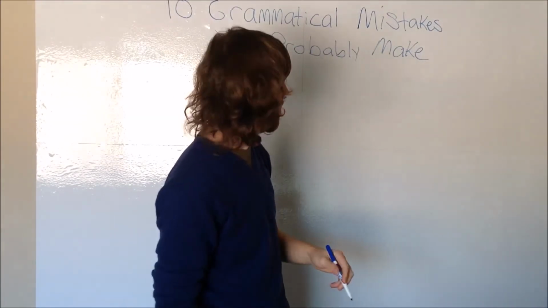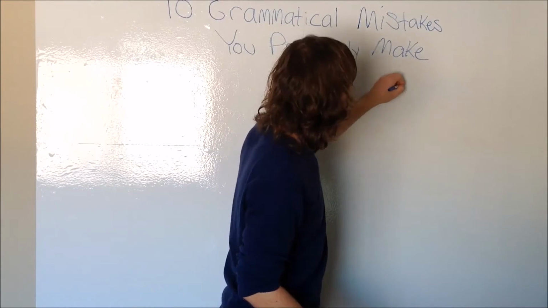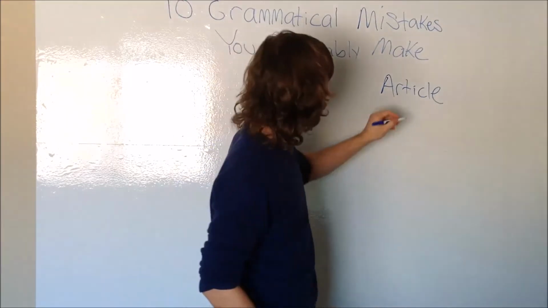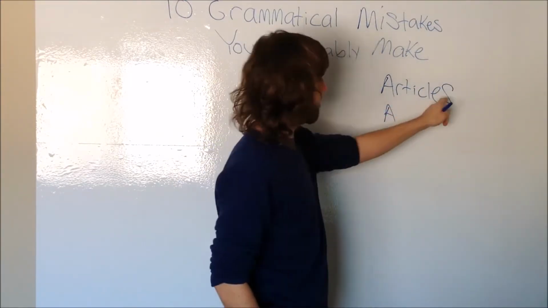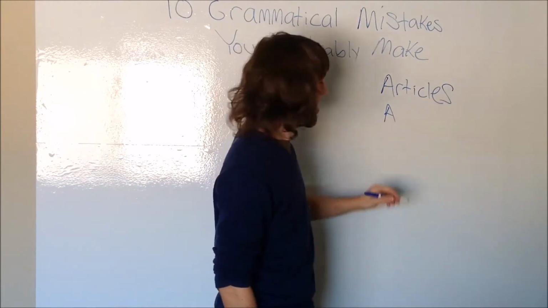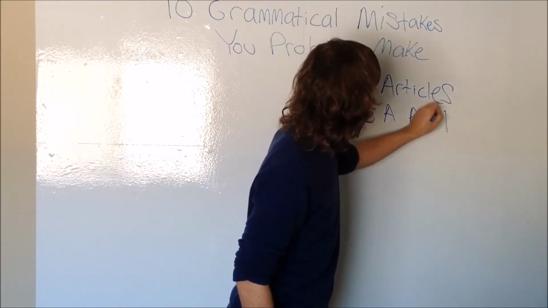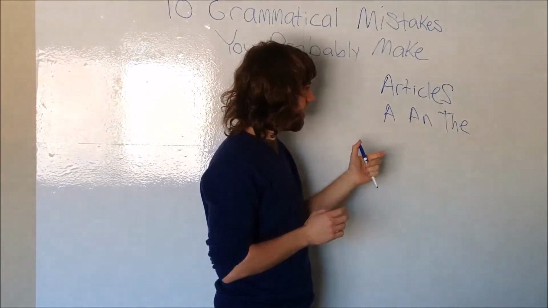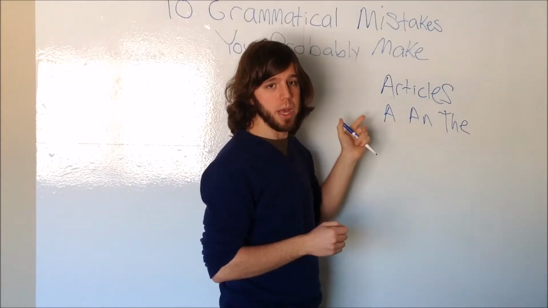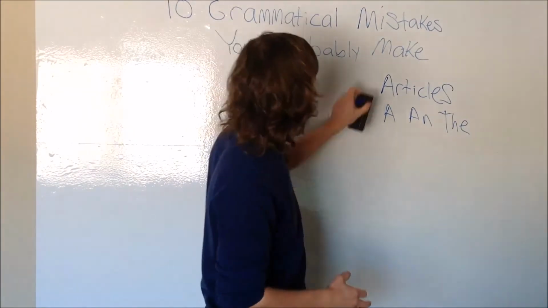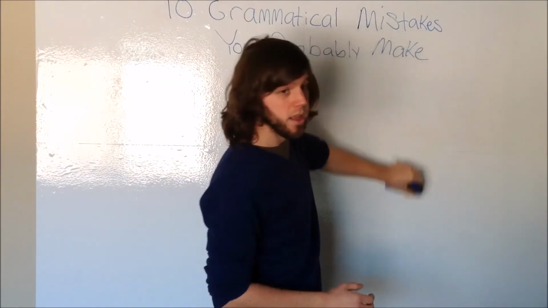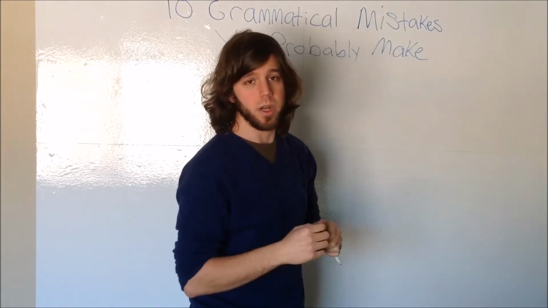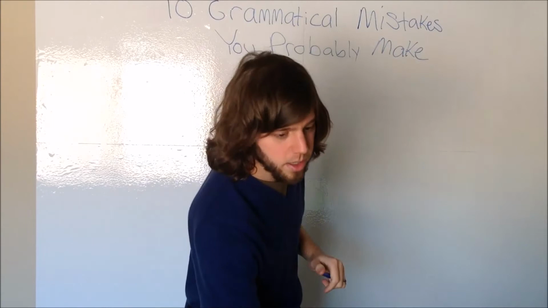Missing or incorrect articles. Articles, that's a and the. Okay, these are articles. But people use the wrong articles. We actually already have a video about a and the, so you can watch that one. But basically, the is for specific things, a and an are for non-specific things. Okay? So we'll move on.